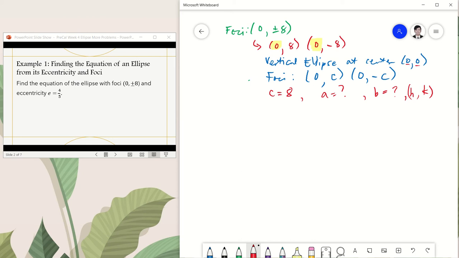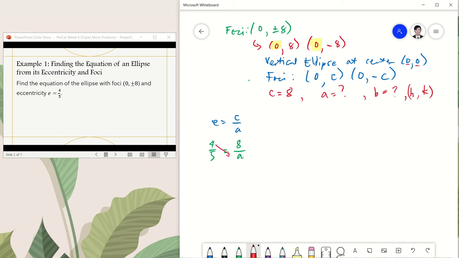Now, looking at the other given, our eccentricity is 4/5. The formula for eccentricity is e equals c over a. We already know our eccentricity, so we just change that to 4/5, and our c is 8. We don't know a yet. So in this equation, we only have a as unknown. There's a way for us to find a based on the eccentricity and the c coming from your foci. You just have to cross multiply.